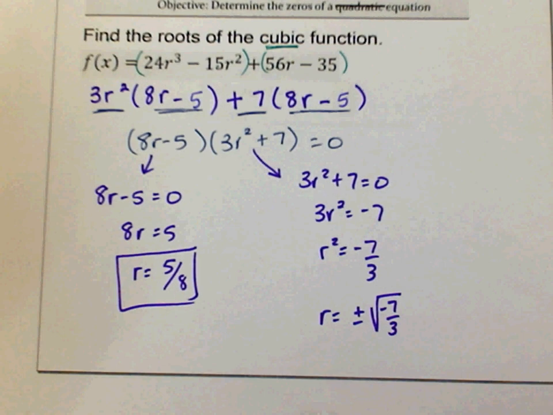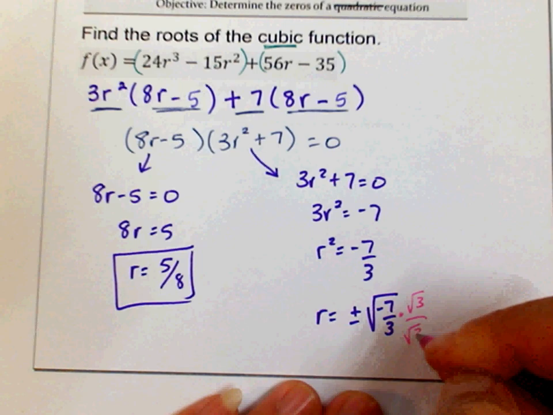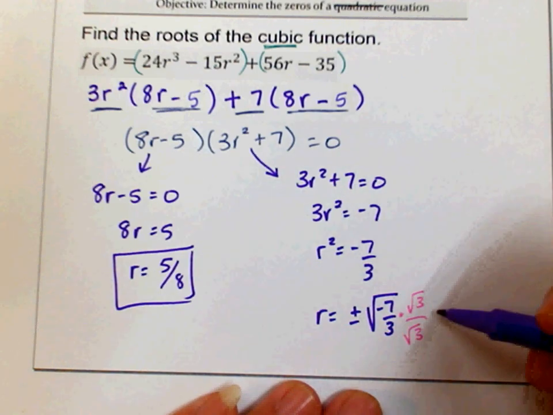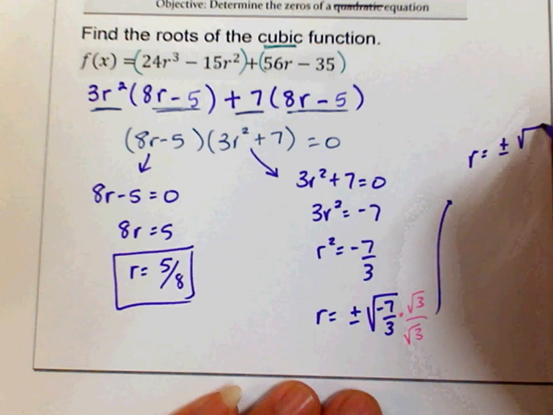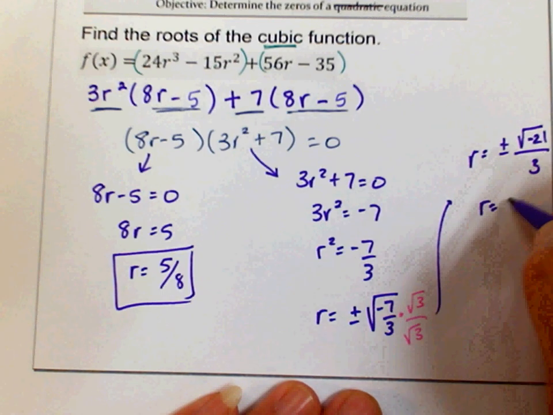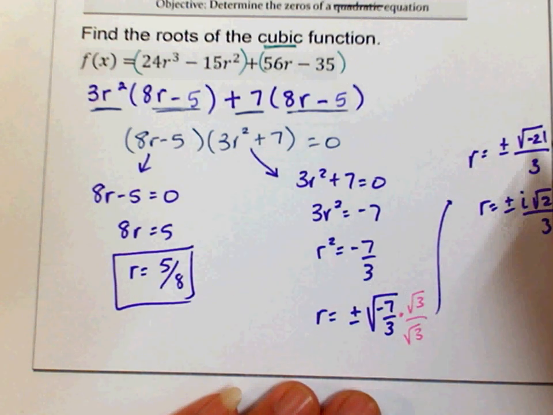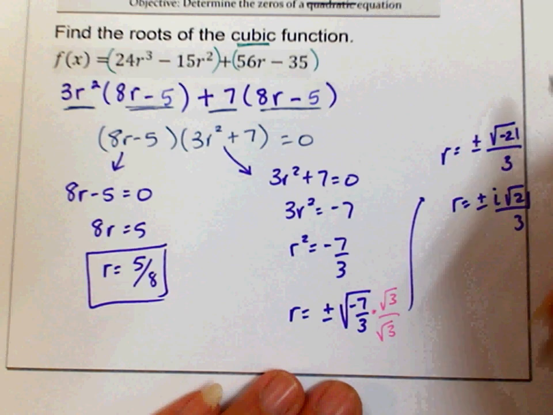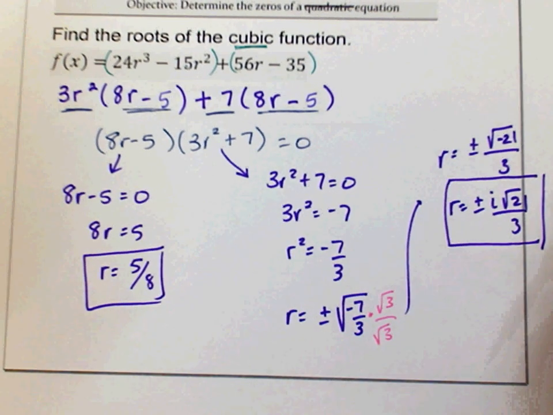Just like that. All right. Continue. R equals plus or minus square root of negative 21 over 3. R is plus or minus i, square root of 21 over 3. There's not a perfect square in 21. So there's my answer. 1 real, 2 not real. Okay? There we go.